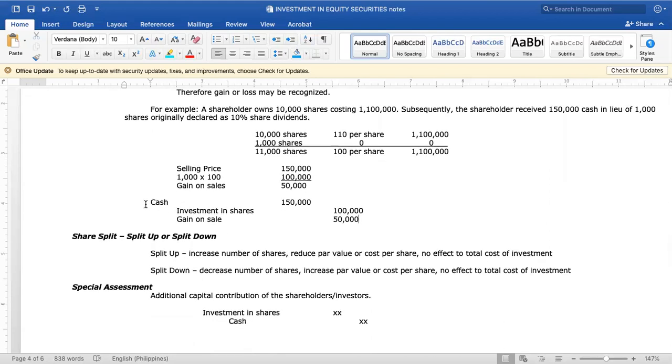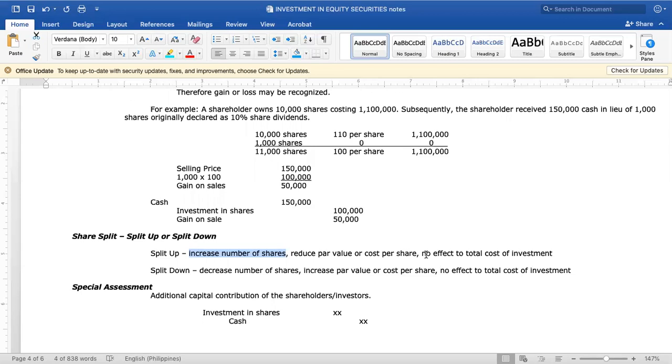Another also concept introduced here is the share split. So, di ba split? So, split ang shares, di ba? So, kumbaga, it's either split up or split down. Gipadaghan ang shares o gipagamay ang shares. Split up, increase. So what will happen if na-split up? So actually, it increases the number of shares. Mutaas ang number sa shares nimo. Mo reduce ang par value or cost per share and no effect to your total cost of investment. So actually, same application sa share dividends, di ba?